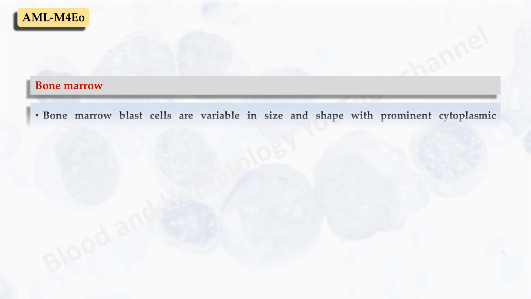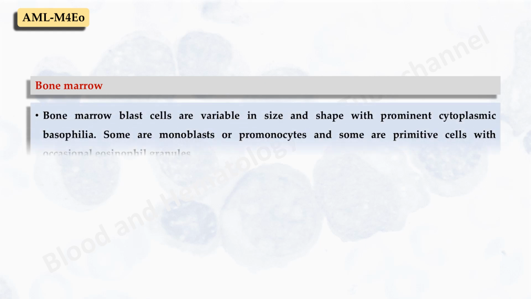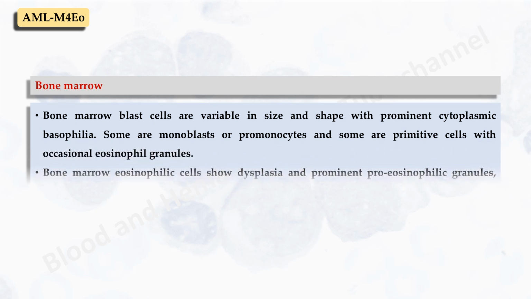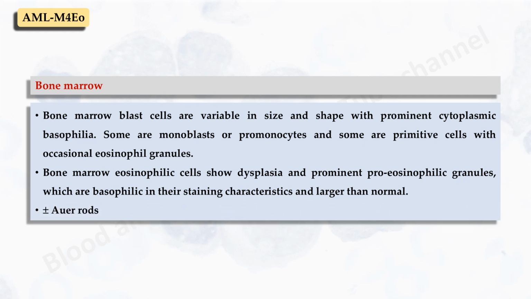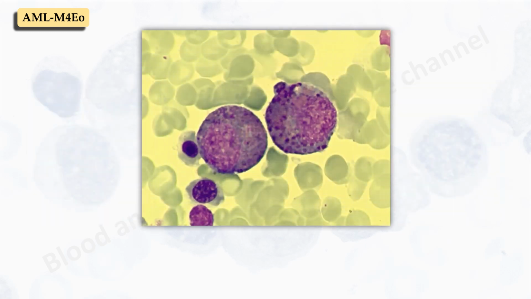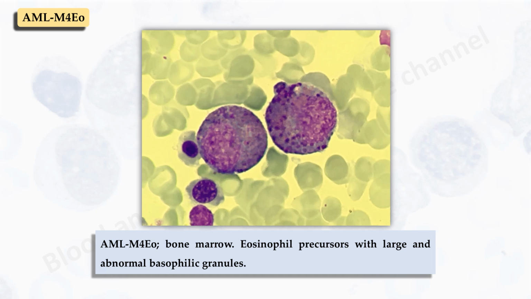Bone marrow blast cells are variable in size and shape, with prominent cytoplasmic basophilia. Some are monoblasts or promonocytes, and some are primitive cells with occasional eosinophil granules. Bone marrow eosinophilic cells show dysplasia and prominent pro-eosinophilic granules, which are basophilic in their staining characteristics and larger than normal. Auer rods may be present. Bone marrow film of a patient with AML M4EO showing eosinophil precursors with large and abnormal basophilic granules.